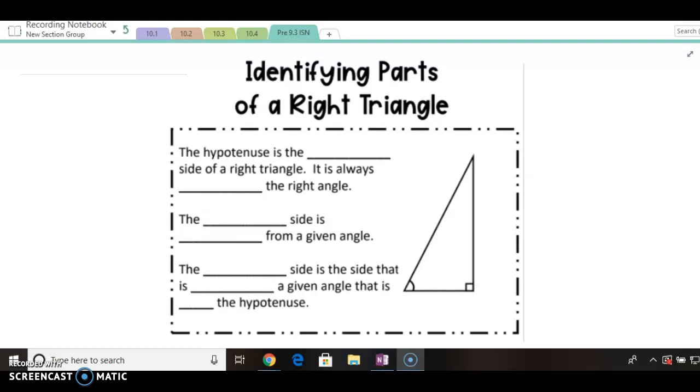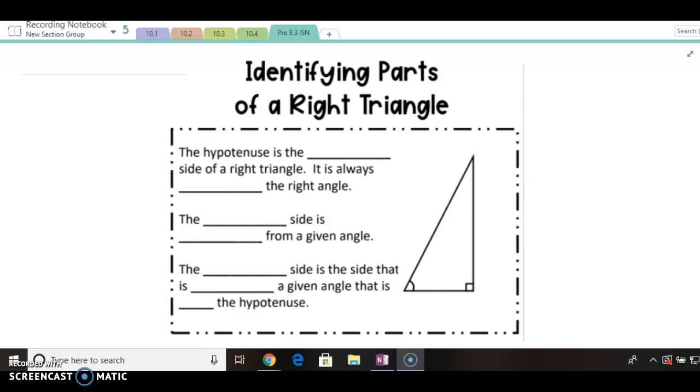All right, guys, so we are officially getting ready to jump into trig. Now trig is all about finding the side lengths and angle measures of triangles, but we need to do a few things before we get into that. One of these things we need to get into is identifying the parts of a right triangle. So we're going to look at this foldable here.